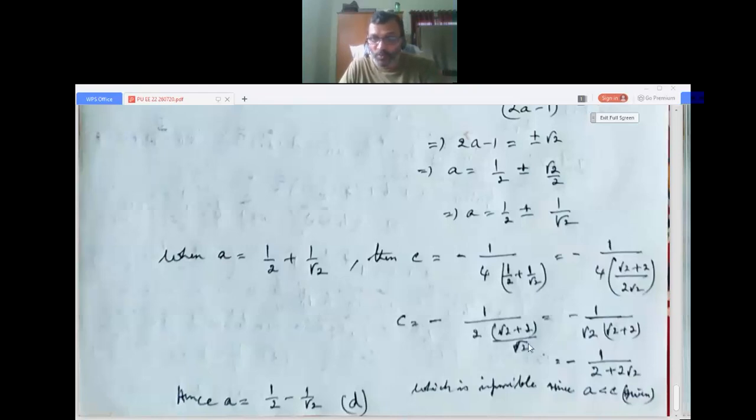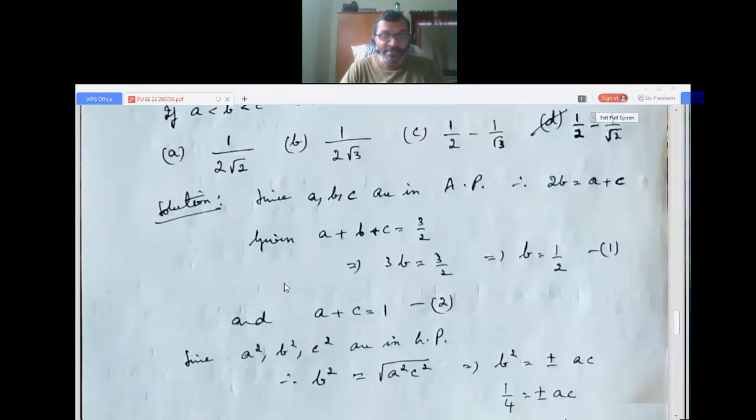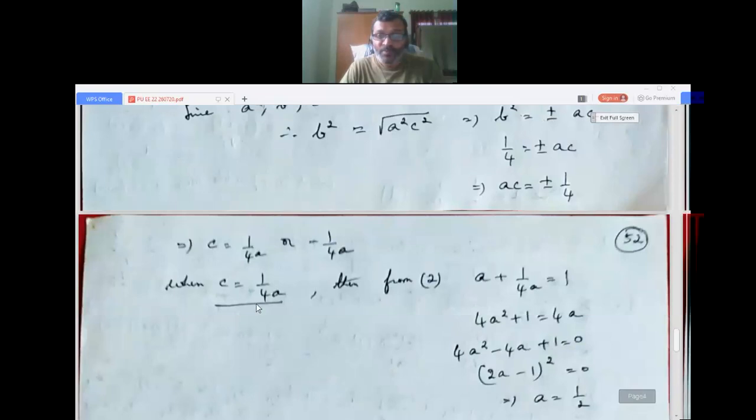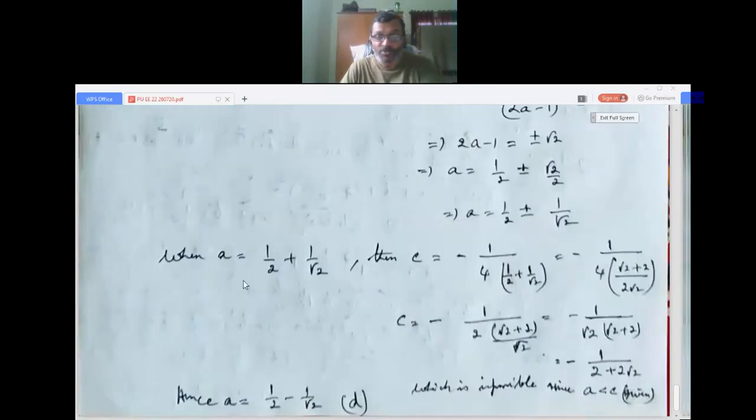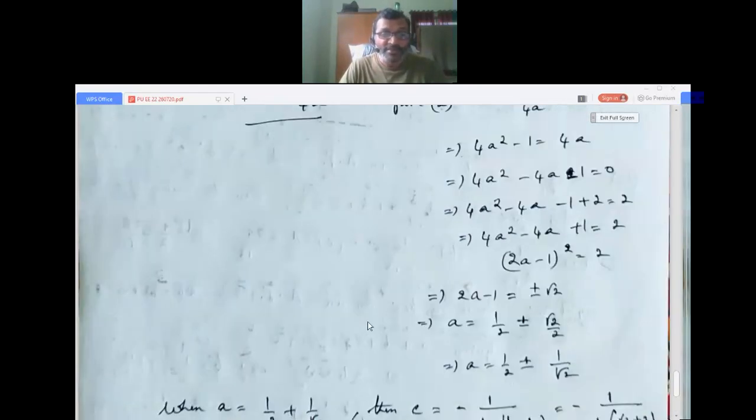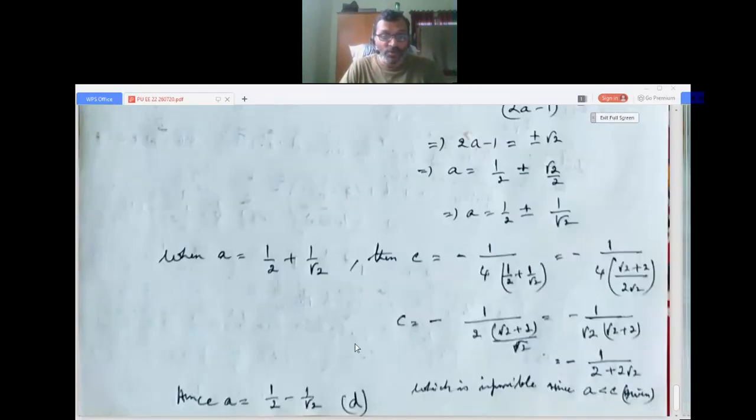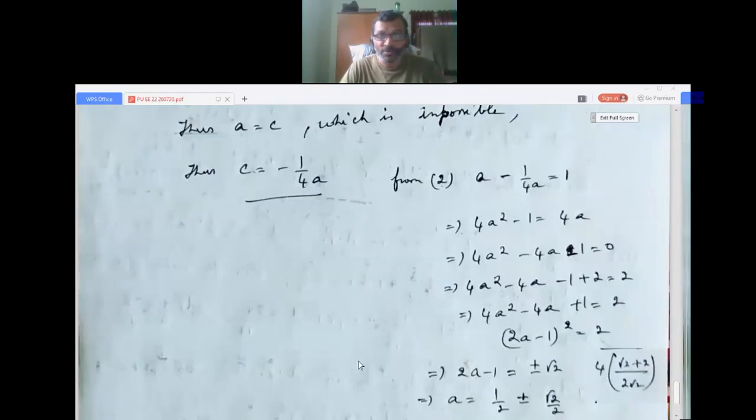So I get minus 1 by a value that is negative. Whatever it is, root 2 into root 2 is 2, so it is minus 1 by 2 plus 2 root 2, which is negative. C is negative, which is impossible since A is less than C. See, A is less than C is given here. But what happens if C is negative? C negative means C will be less than A positive, which is impossible. So the only option is A is equal to 1 by 2 minus 1 by root 2.